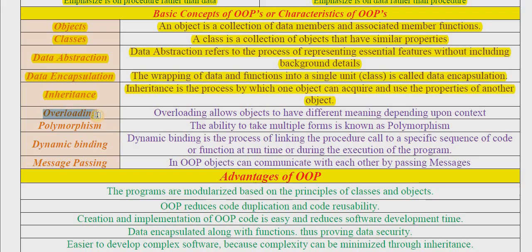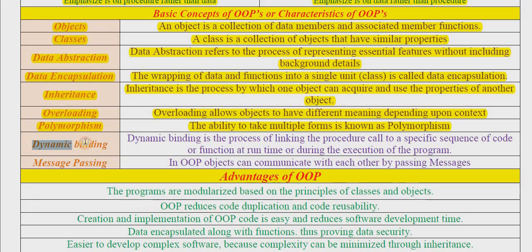Then overloading. What is overloading? Overloading allows objects to have different meaning depending upon context. It means one thing can do many works. So that is overloading. Then polymorphism. Poly means many and morphism means form. So many forms. Polymorphism means the ability to take multiple forms, more than one form.